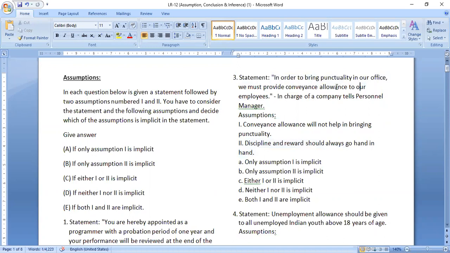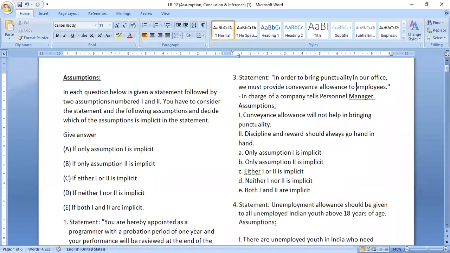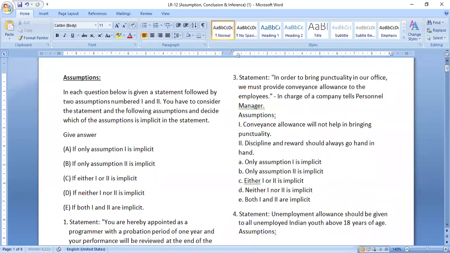Suppose this had been we must provide conveyance allowance to the top tier employees alone. See, suppose this had been we must provide conveyance allowance to the topmost tier employees. Okay, just say top tier employees. Then what would your answer be? Would two still be implicit? No, it wouldn't. It's quite tricky.